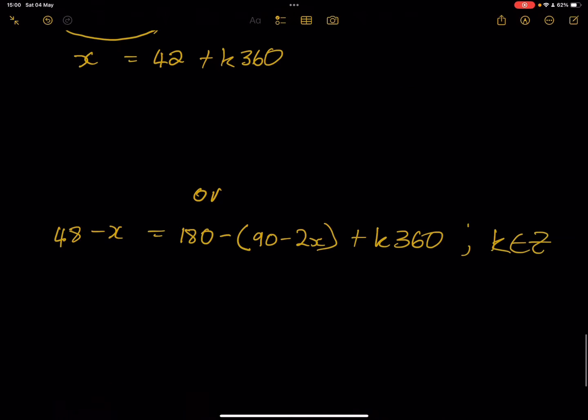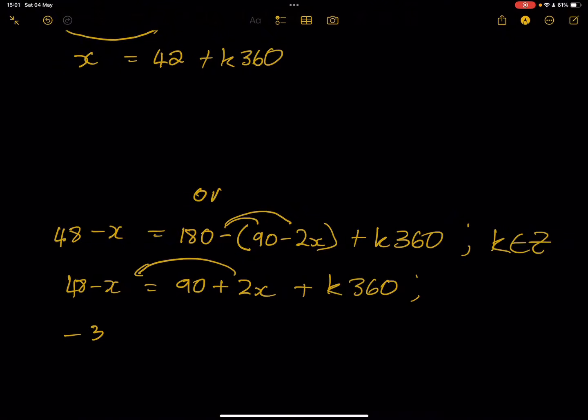And on this one, I've got 48 minus x is equal to 180 minus 90 plus 2x. Remember, we are multiplying that negative out, right? So that would be 90 plus 2x. This is plus k 360, right? And if I take that to the other side, that becomes minus 3x. If I take this, bring it back again, that becomes 90 minus 48. That will give me 42 plus k 360.